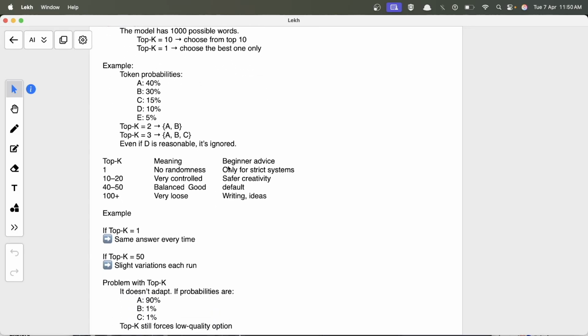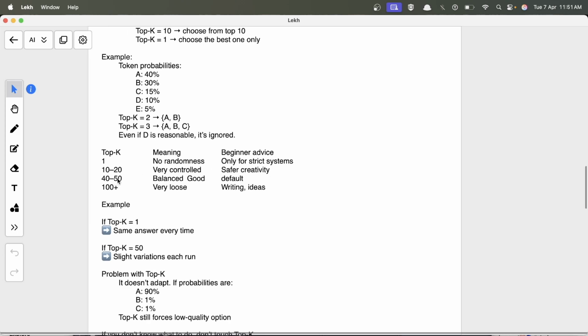Here is a table again. Top k of 1 means no randomness, a strict system where whatever is on top, it picks that. 10 to 20 is a controlled mode, where the model has 10 to 20 options for each token, and it's a creative mode. 40 to 50 is the default value, a balanced value, where it chooses from 40 to 50 tokens. And 100 plus is a loose mode, which can again be used for creative tasks like writing stories and those things.